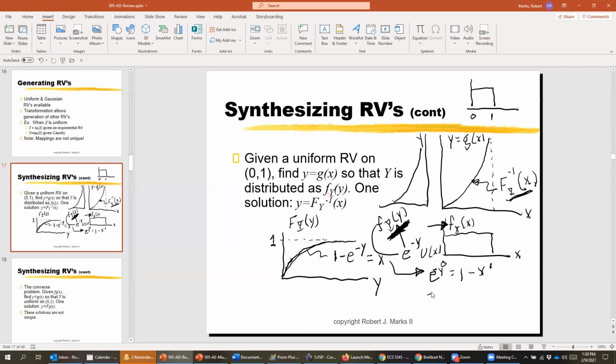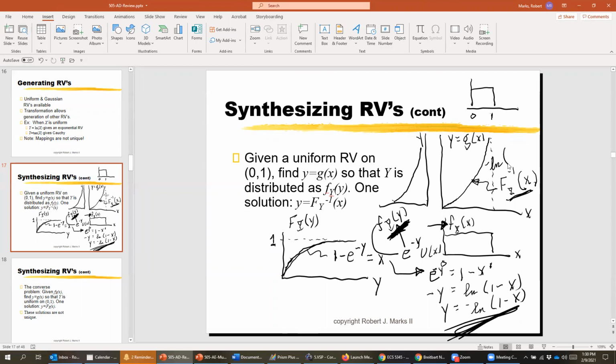And that means that minus y is equal to the log of 1 minus x. And therefore, y is equal to minus the log of 1 minus x. So that is the expression that we have here. If we want this exponential to be here, this has to be minus the log of 1 minus x. So we always get this random variable.